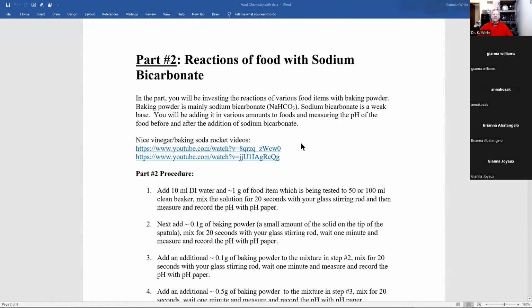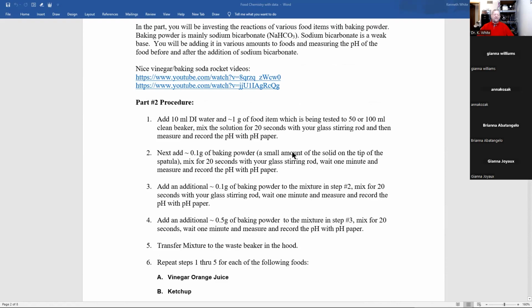Now, let's look at the lab. In this lab, you'll be reacting different food items. They're really condiments that you can put on a hot dog or some of them, or a hamburger, with first sodium bicarbonate and then with sodium hydroxide. Both are bases.